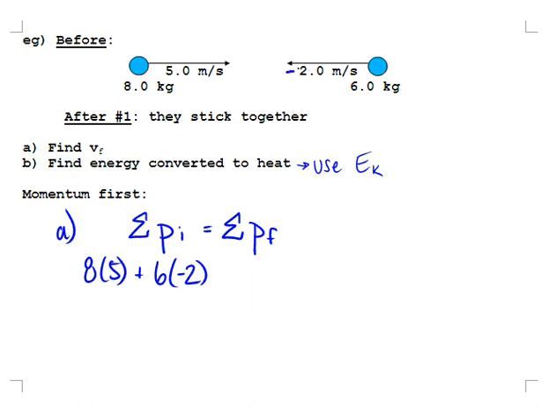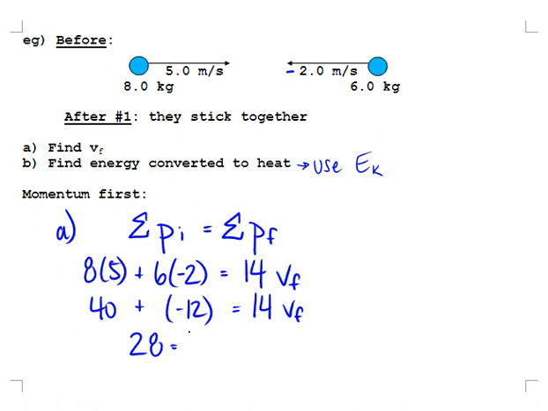The head-on collision is very different than one object catching another. And that is equal to these two things stuck together in the end, which is going to be 8 plus 6, 14 kilograms, moving away with some final velocity. So let's try this out. 8 times 5 is 40, plus a -12, equals 14 VF. What do we got there? 28 equals 14 VF. VF equals 2.0 meters per second.